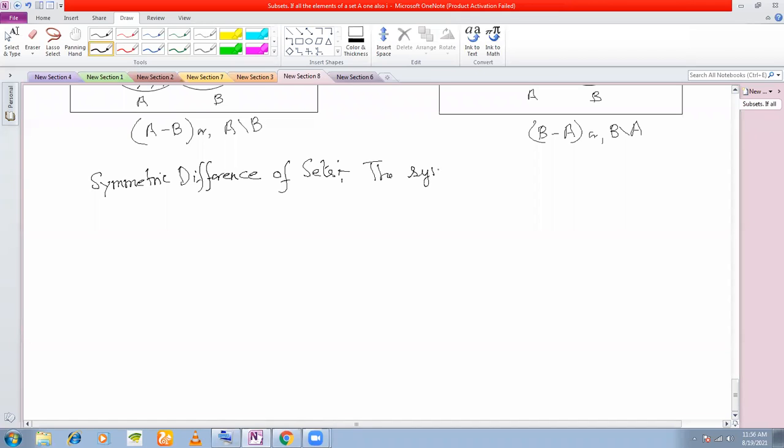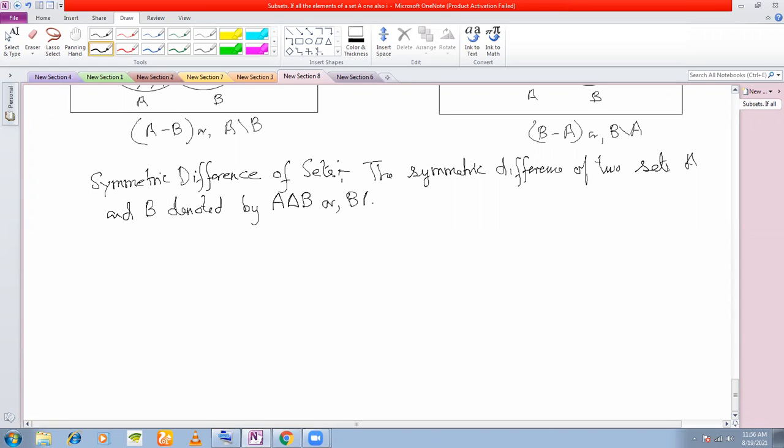The symmetric difference of two sets A and B, denoted by A delta B, or can also be denoted by B delta A. Both we call symmetric difference and is defined as A delta B is equal to A minus B union B minus A. This is called the symmetric difference of sets.